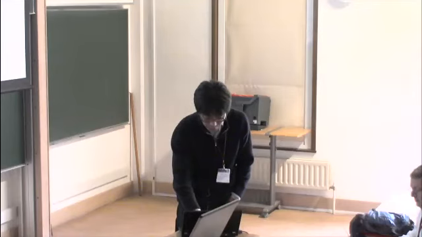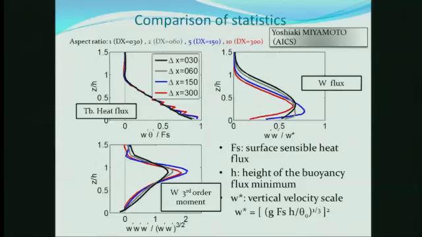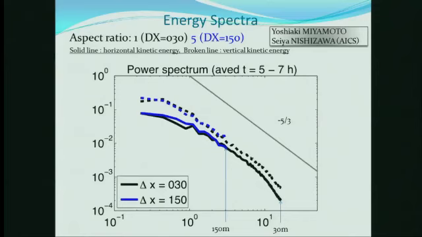Okay, this is control RAM. And this is a comparison of statistics. So we configure the delta x, so the aspect ratio is 1, 2, 5, 10. And we can see if the aspect ratio is large, some zigzag noise appears in the turbulence heat flux, something like this. Okay, this is the energy spectra, for the cases of aspect ratio 1 and 5. It's okay.